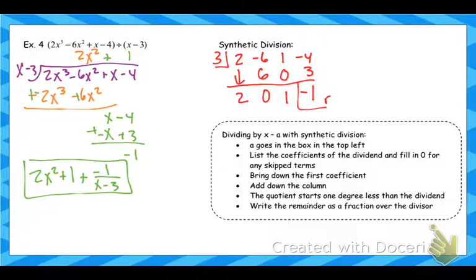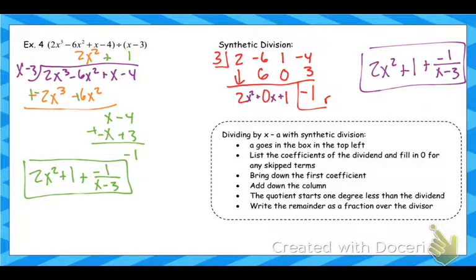And if you notice, there's a correlation between the answers we got here and what we got when we worked it out with long division. So the way this works, the numbers that you have are the coefficients of your answer. You start 1 degree less than the original dividend. Well, this original one was 2x cubed. So since that was 2x cubed, we're going to start 1 less than that, which is 2x squared. And this would be regular x, and that would just be regular 1. So our answer here is 2x squared plus 1. We still write the remainder as a fraction over the divisor.